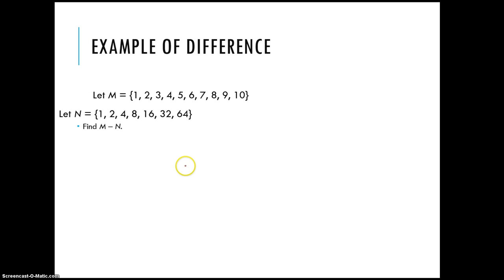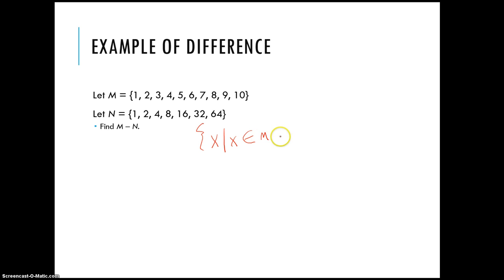So here are some examples. Let's consider the set M, which is the set of 1 through 10, and the set N, which is the set of 1, 2, 4, 8, 16, 32, and 64. Let's find M minus N. So this set is going to be built of the values of x such that x is an element of M and x is not an element of N.